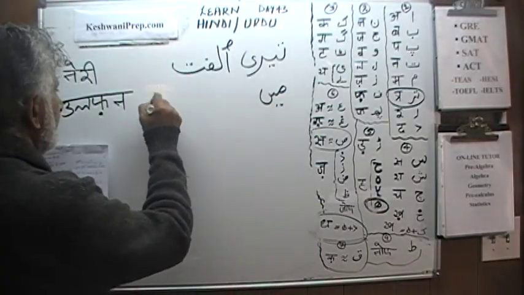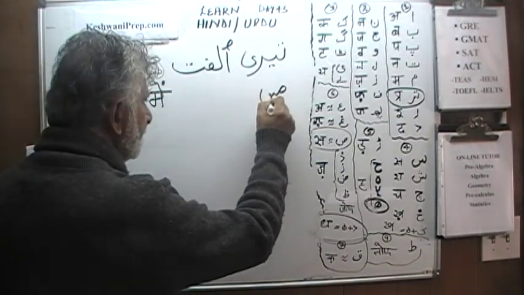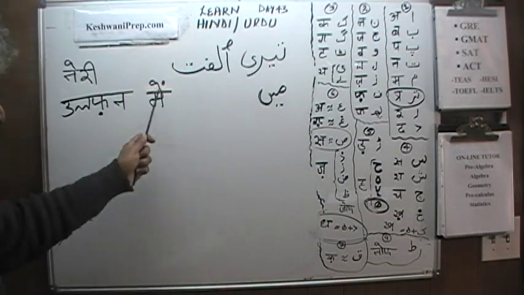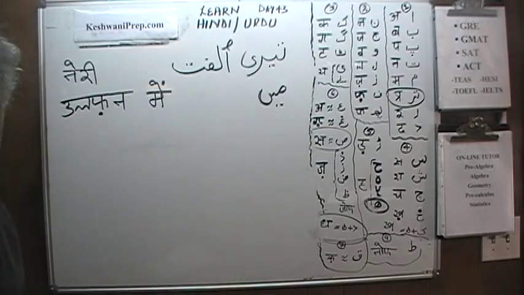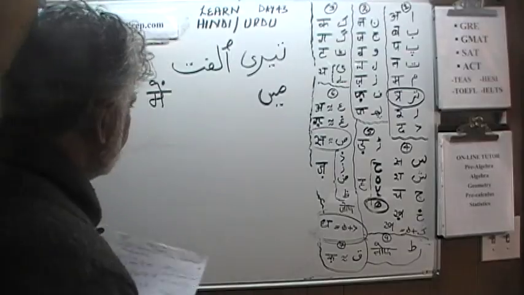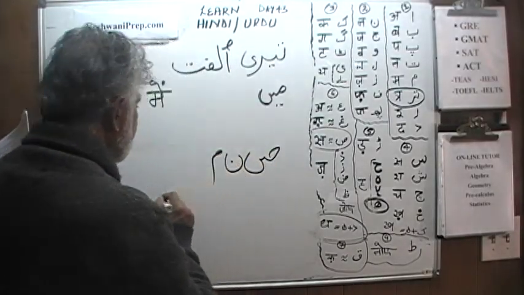Teri Ulfat Mei. That's just Mei. With the dot here, the dot reminds us that we need nun guna. The nun guna tells us that it ends in a me and not me. Teri Ulfat Mei, and the last word is Sanam. Sanam is spelled with a swad. Swad, noon, and meme. Sanam.